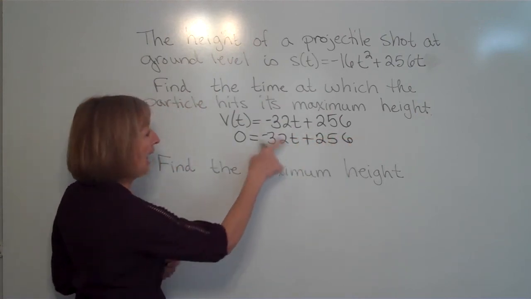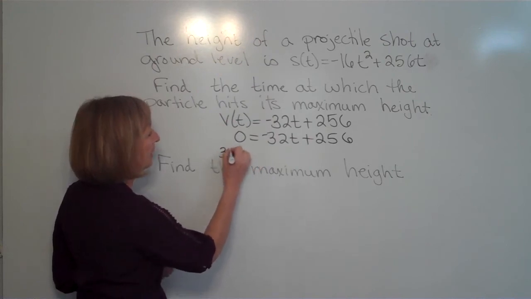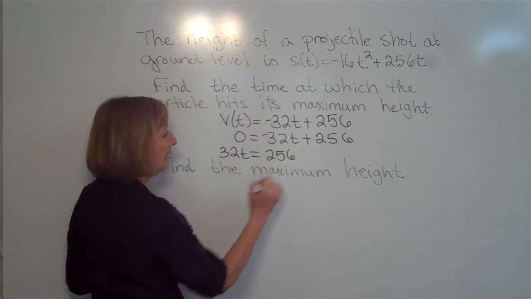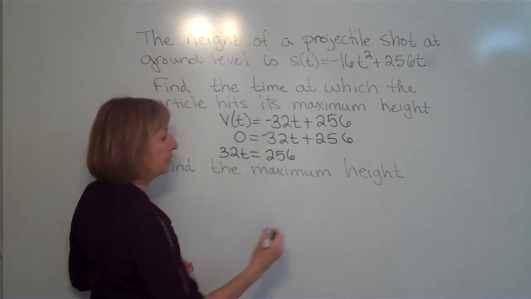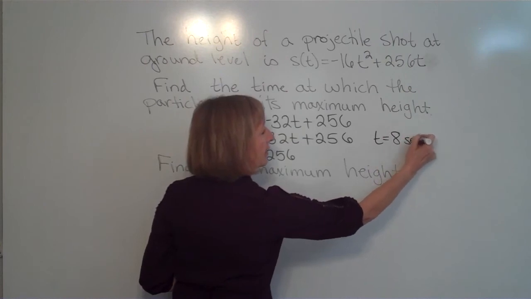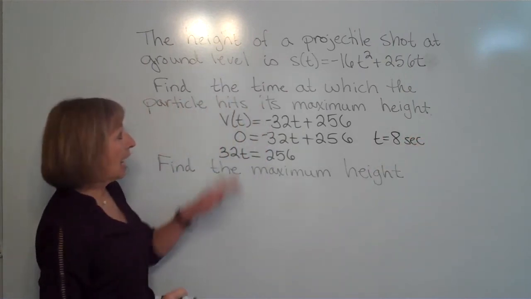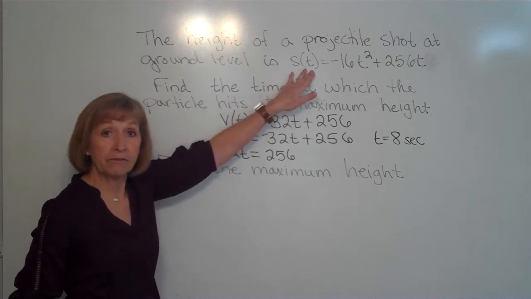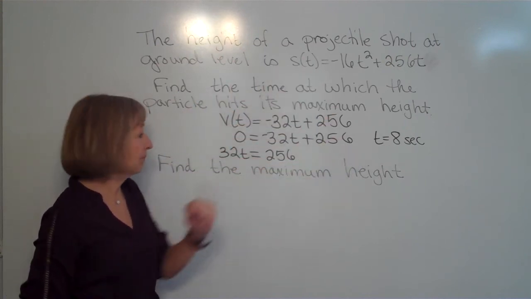Solving for t, we're going to add 32t to both sides. Divide both sides by 32. We get t is equal to 8 seconds. So the time at which this particle will hit its maximum height for that given position function is 8 seconds.